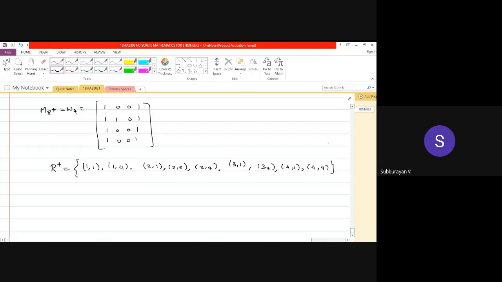Next we move on to another topic, that is function. Today's date is 04-08-21. Today's topic is function.